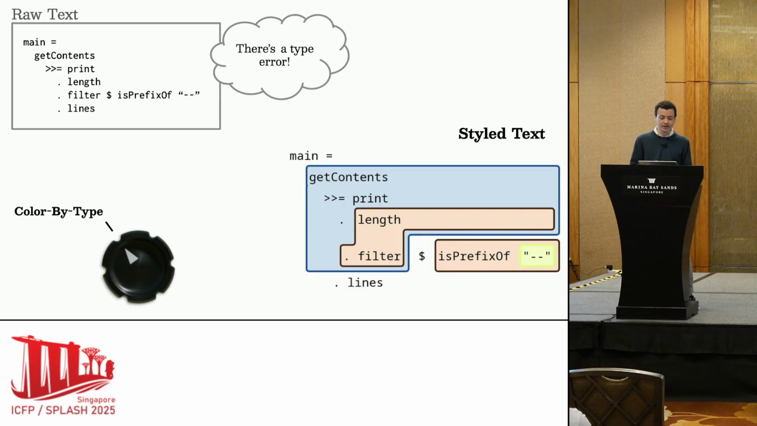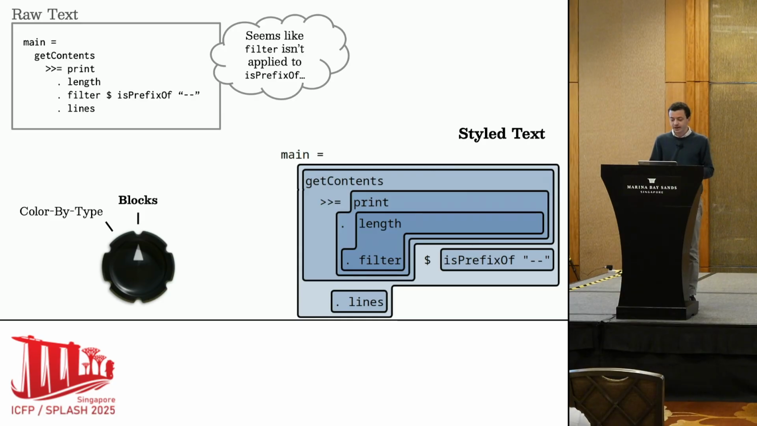it through GHC. Our programmer, maybe seeing the types, wants to apply a color by type style sheet to debug their error. What this style sheet does is it applies a different color to each type, which also appears in the error. In this case, the types aren't super important for understanding the error, but they see that the parse of the program looks a little weird. They expected isPrefixOf to be applied to filter, and it looks like it's not.